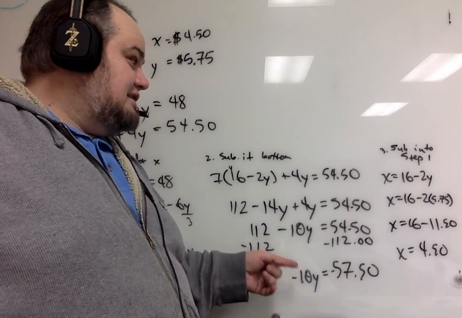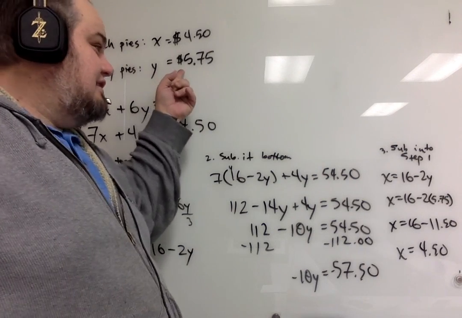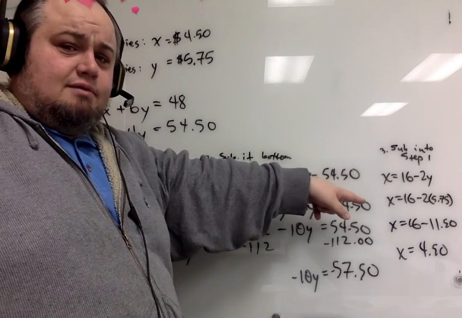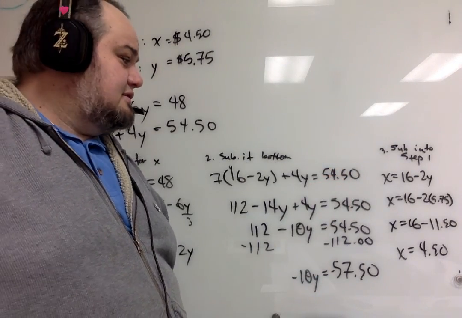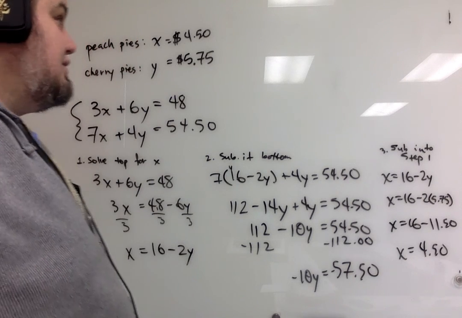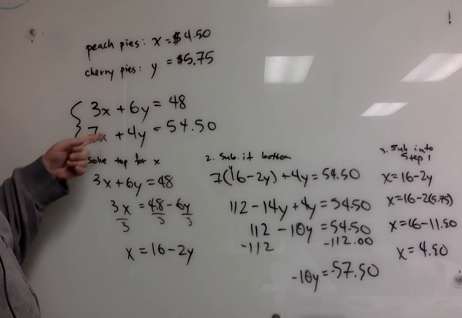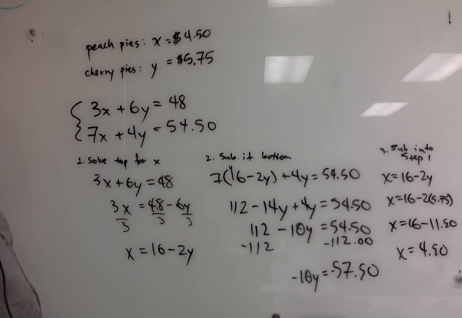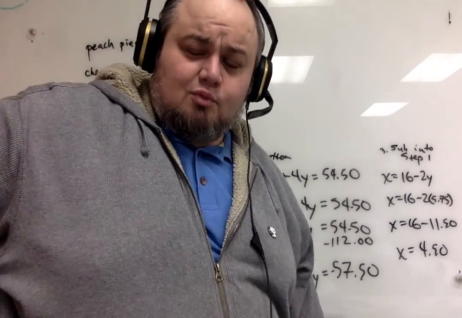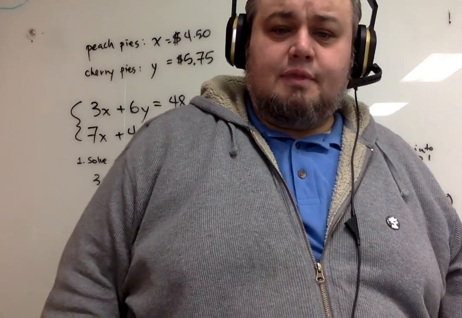We got that y is equal to 5.75. Substituted back into step 1. That's the substitution method. And now at the end, we check and make sure our answer makes sense. So $4.50 and $5.75, those answers seem reasonable. So you could check it by substituting in and getting these answers. We're not going to take the time and do that in this video, but when you're doing your homework, you do need to do that.